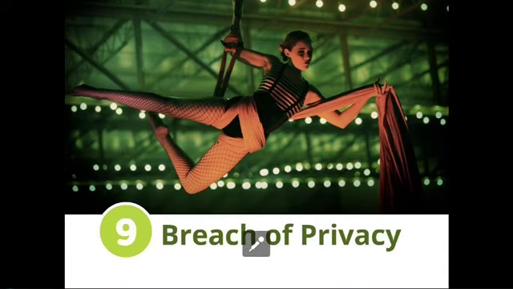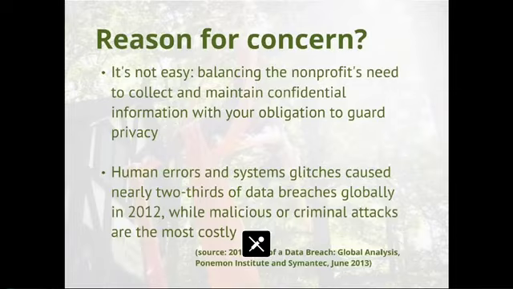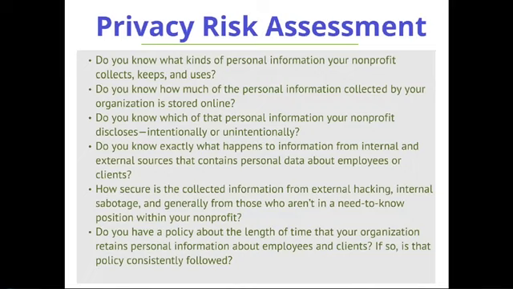All right, let's go ahead to the next slide. Number 9, so we'll finish up with number 9 and number 10, and then we'll see if there are any questions remaining on the final few items on my list. So number 9, breach of privacy. Why is this a concern? Why is this something that organizations in the coalition should be concerned about?